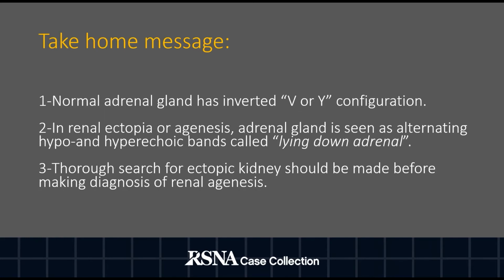Normal adrenal gland has an inverted V or Y configuration, which occurs as a result of pressure from the normal kidney. In case of absence of a normally located kidney, as in renal ectopia or renal agenesis, adrenal gland is seen as an elongated structure, also called the lying down adrenal gland. Thorough search should be made to identify an ectopically located kidney before making the diagnosis of renal agenesis.